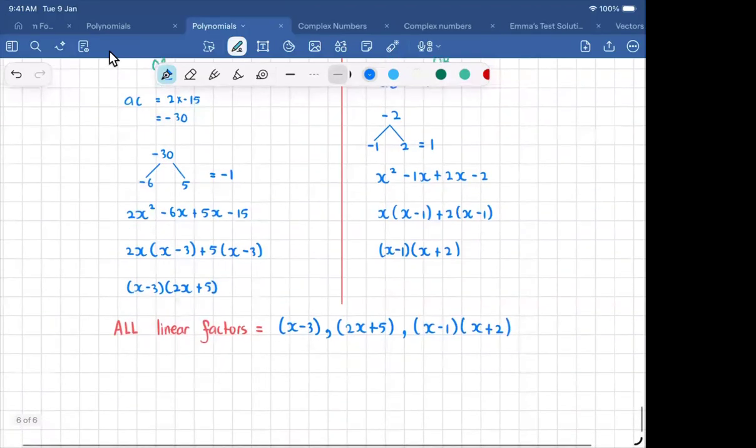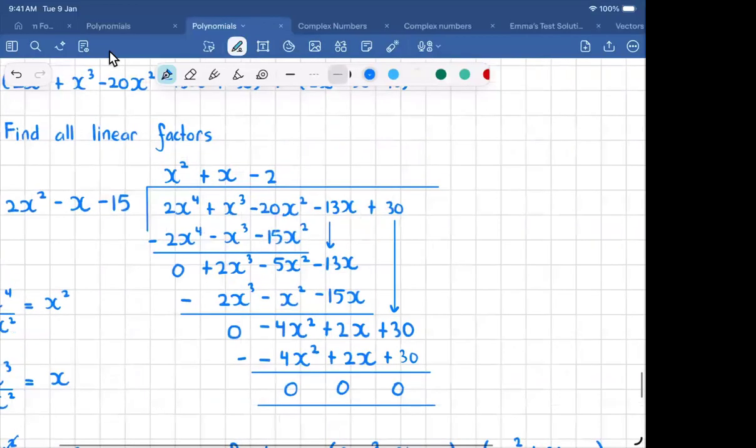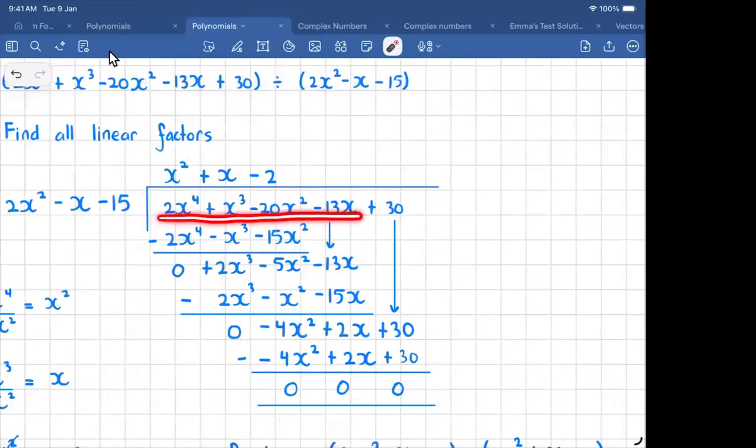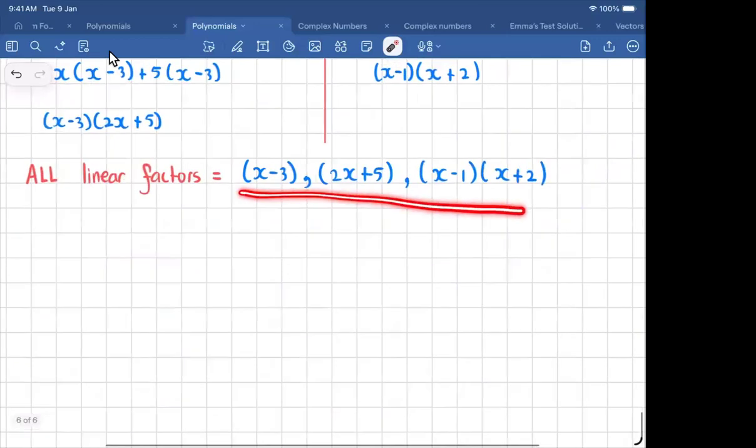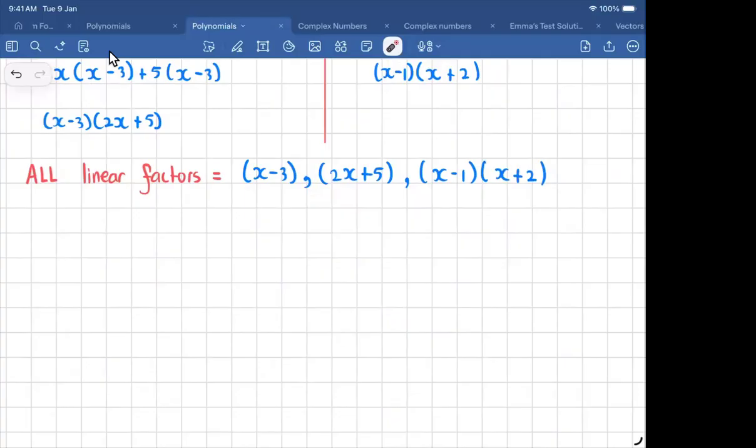Right. So notice, what was the highest power in this polynomial? What was the highest power of x? 4, right? And how many linear factors did we get? 4. And it makes sense because if you want to get back the dividend, wouldn't you have to multiply all the factors by each other? And if I want to get something with x to the power 4, then each linear factor would have to contain x in it. So x by x by x by x is x to the power 4. Make sense? Yes, sir. Great.